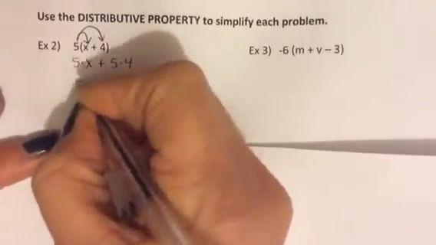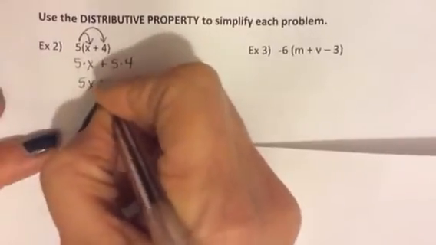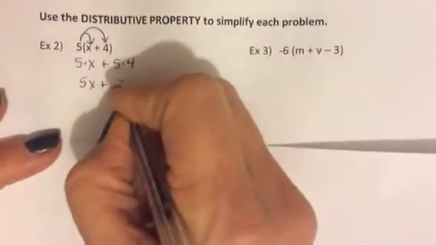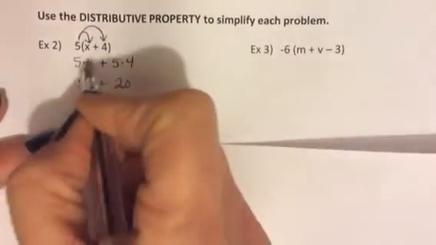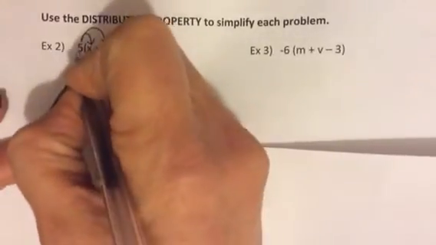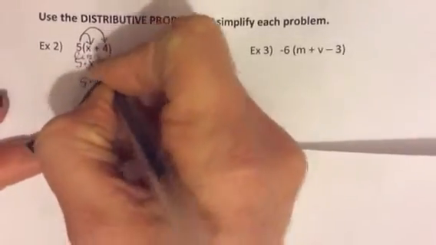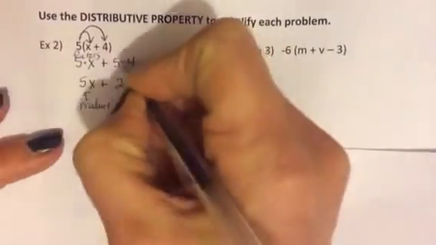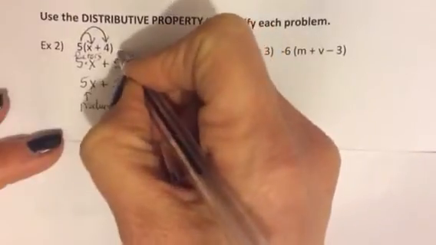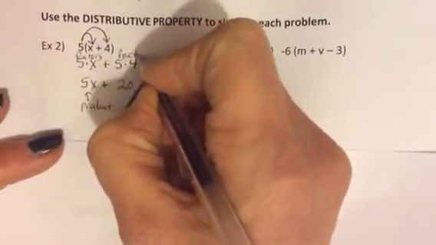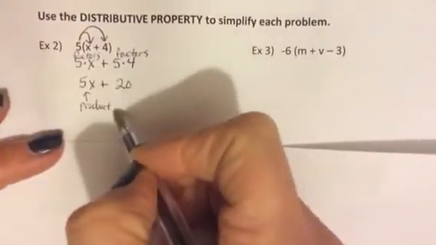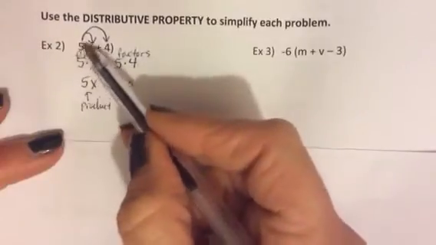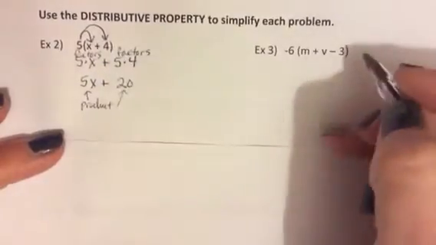And 5 times x, all we can do is write that as 5x. We can take the dot out. But we don't know what x is, so we can't do any more than that. And then 5 times 4 is 20. Now up here, 5 and x are factors, and they give us this product, 5x. And over here, in this term, 5 and 4 are also factors, and they give us this product, 20. So 5 is the common factor. Well, we knew that because we just distributed it in and multiplied it times both of those terms.